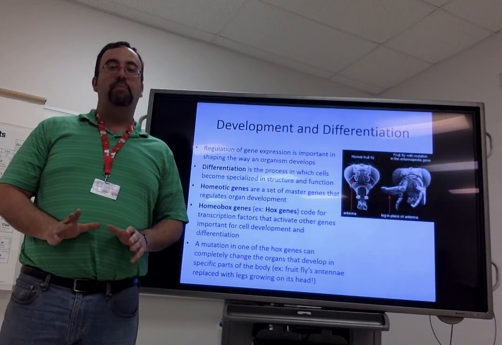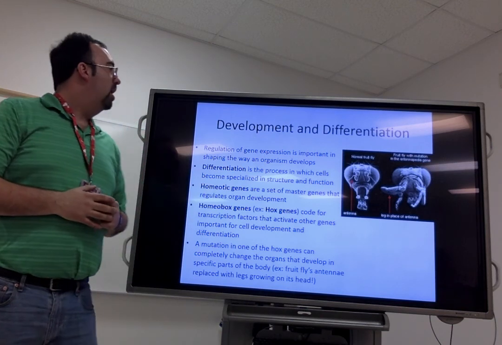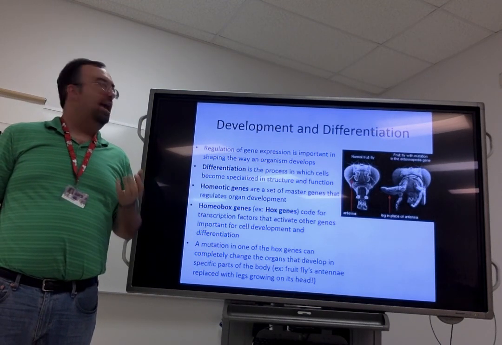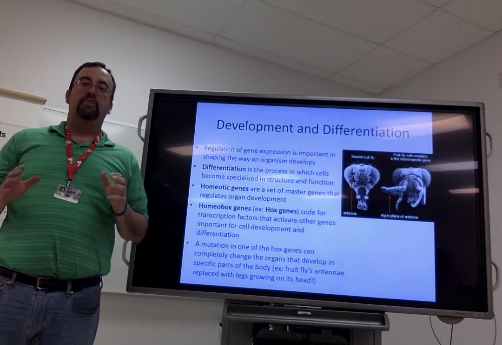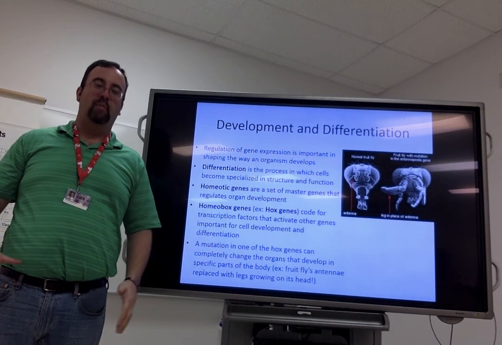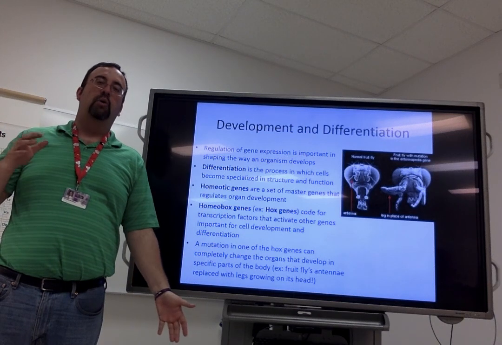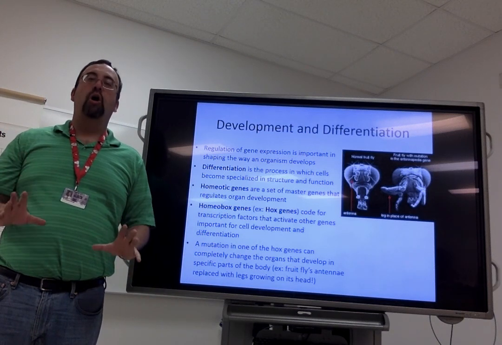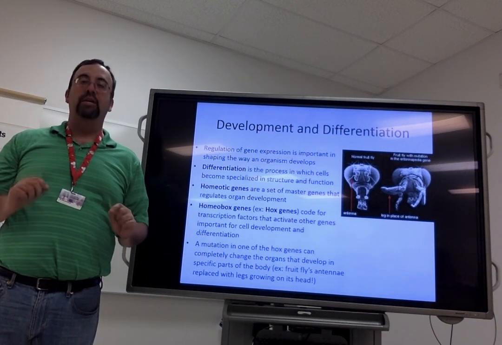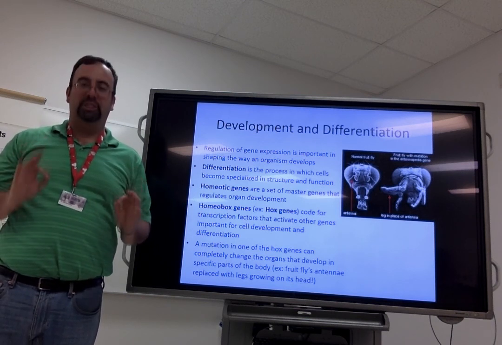We're going to end our topic looking at development and differentiation within an organism. Regulation of gene expression is important in shaping the way an organism forms. And so think about the fact that you only have one head, you have a couple pairs of arms, you have a couple pairs of legs. You obviously don't want to have an arm where your head should be or a leg where your arm should be, or vice versa. There are specific genes during development that are turned on or off that will lead the cell to develop the correct body parts in the correct positions or locations.